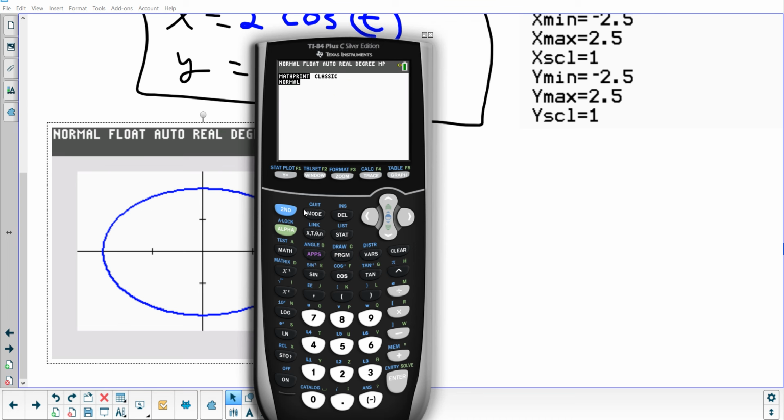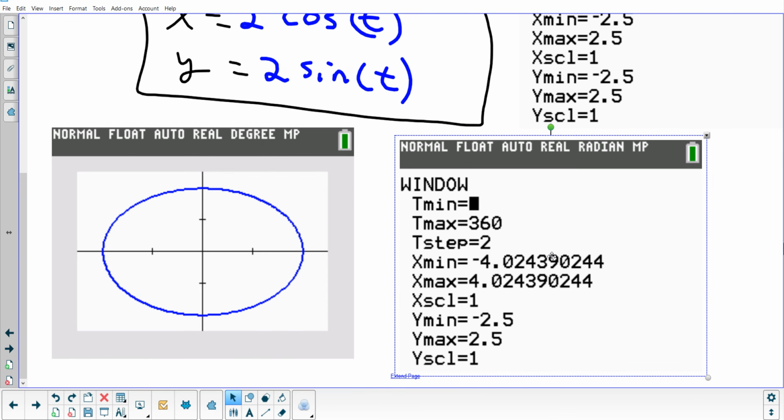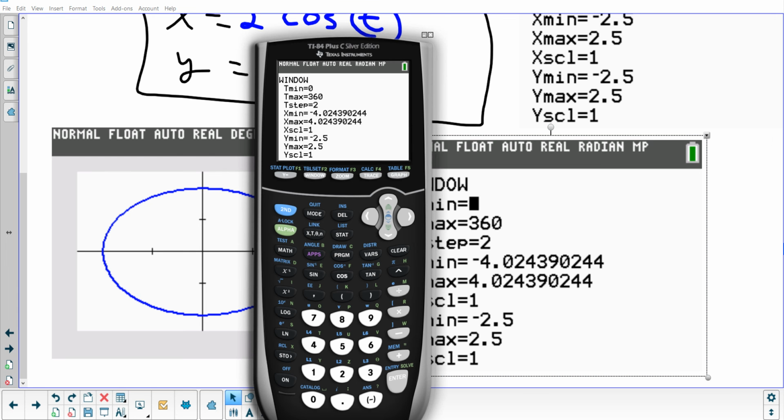Now, let me switch over to radians. A lot of this could stay the same in radians. But what would you want your T-max to be? If this was radians. Yep. 2 pi. You would want it to be 2 pi. Now, leave your t-step at 2 and watch what happens.